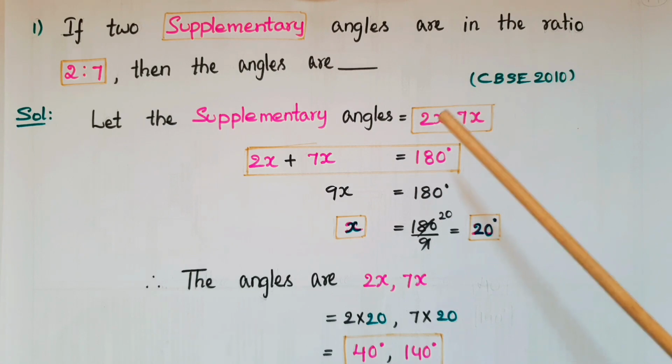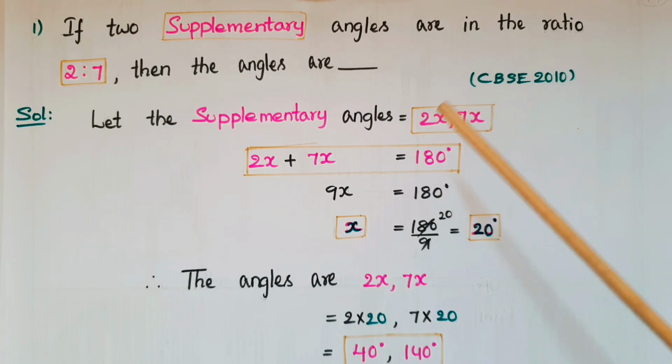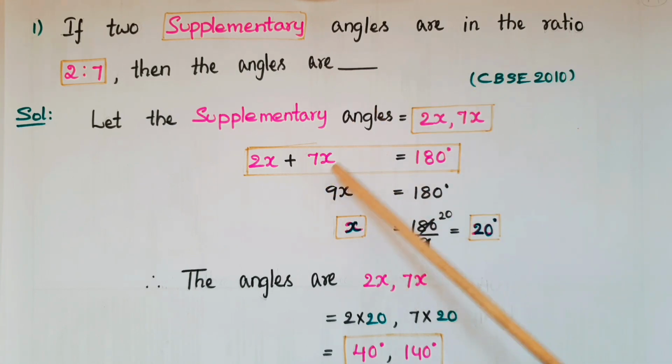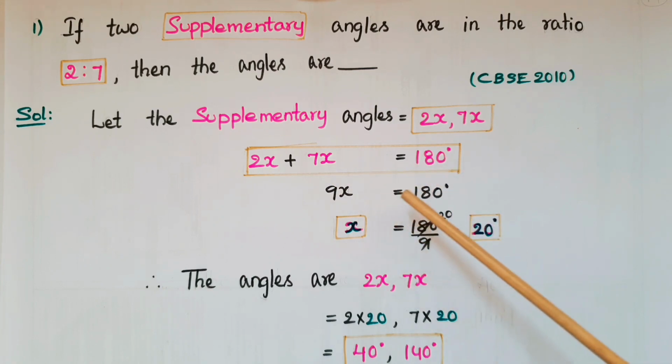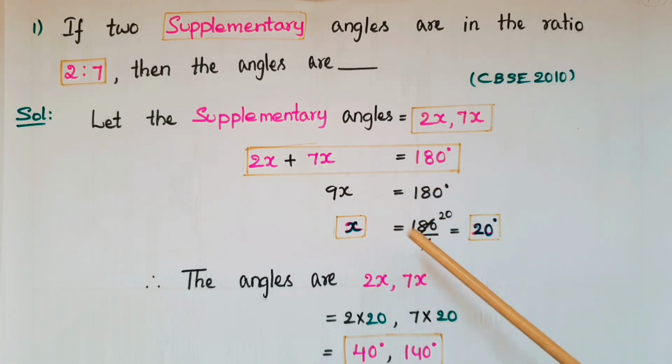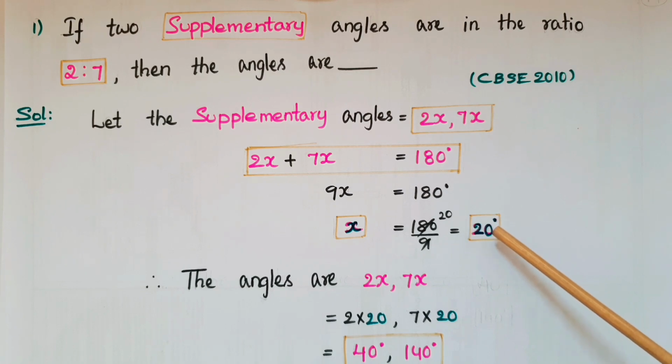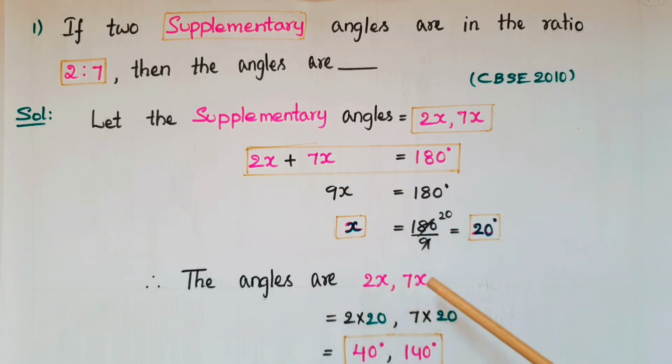We know that the sum of supplementary angles is 180 degrees. So 2x plus 7x is equal to 180 degrees. Then 9x is equal to 180 degrees. Then x is equal to 180 by 9, that is 20 degrees. So the angles here are 2x, 7x. So 2 into 20, 7 into 20, those are 40 degrees and 140 degrees. If you add these two angles, then we will get 180 degrees.